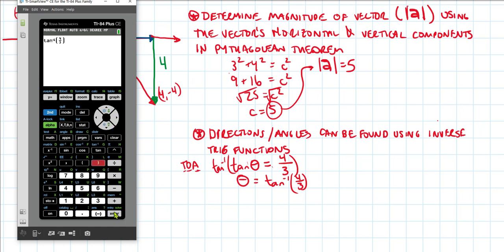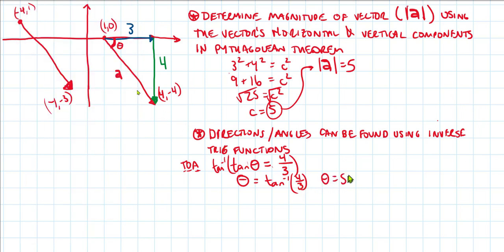Even though I don't have to, I will. And what I get is 53 degrees. So theta equals 53 degrees. That means that the angle this vector makes with the horizontal is 53 degrees. It also tells me that this angle in here, that the vector makes with the vertical, is 90 minus 53, whatever that is, 37 degrees, I guess. So that is how you can find directions and angles when we graph a vector on the xy coordinate plane.